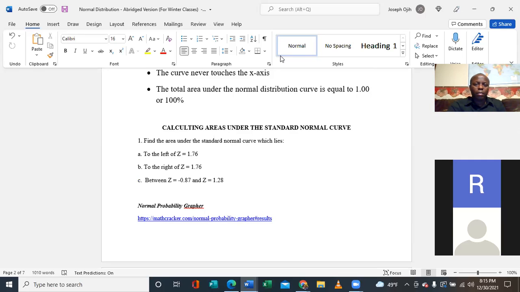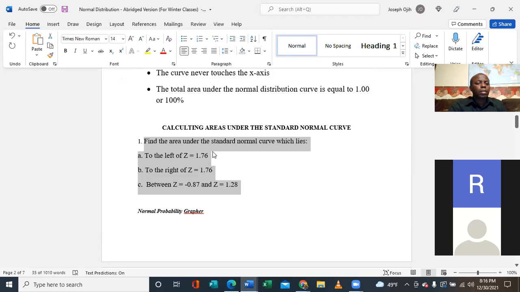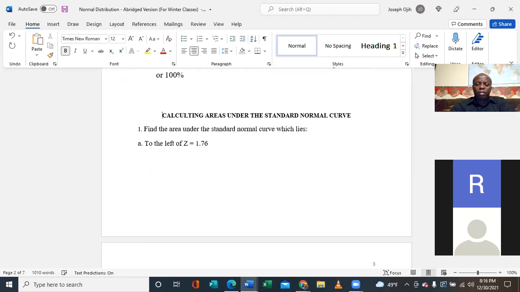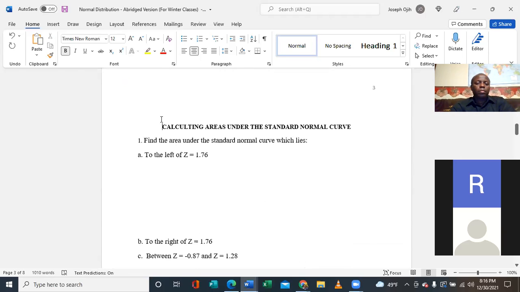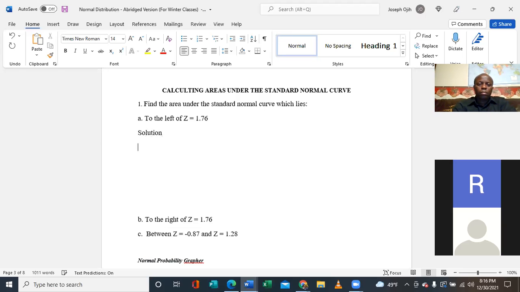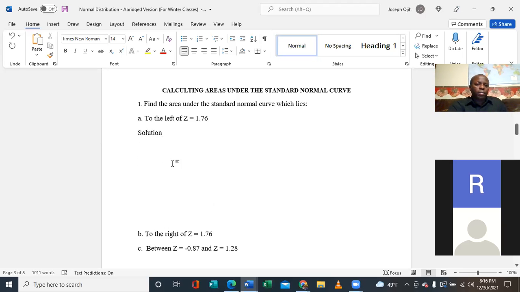I'm going to make it bigger. Can you see my screen? Yes. So let's find it. Let's do part A. I'll move this down so we have more room. First thing you do is to draw the chart. Solution. Draw the chart for this, to the left of Z 1.76.